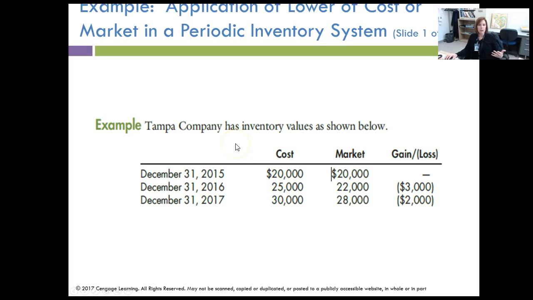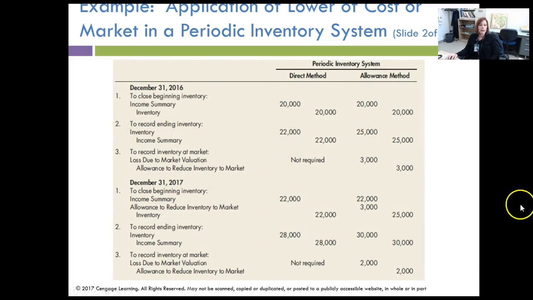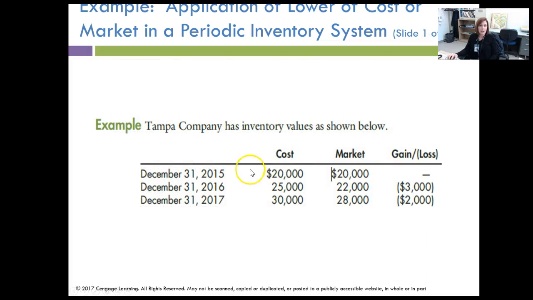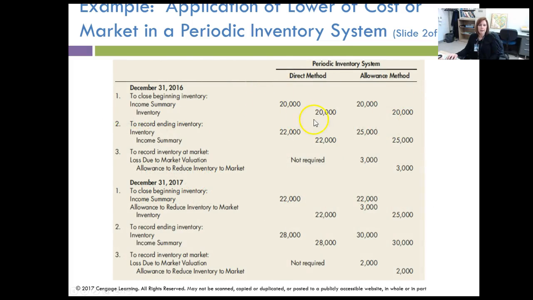So for Tampa Company, we have inventory values, and we're even for 2015, but in 2016 and 2017, the market value is lower, so we're going to write down our inventory. We start off with our beginning inventory figures from 2016, which were our ending inventory figures from 2015, and they were the same. So we have the same entry under both methods.